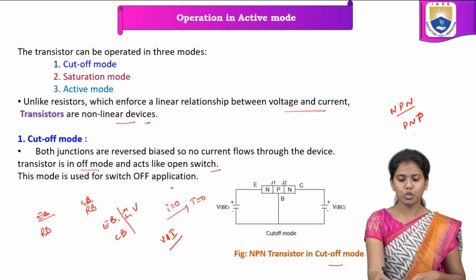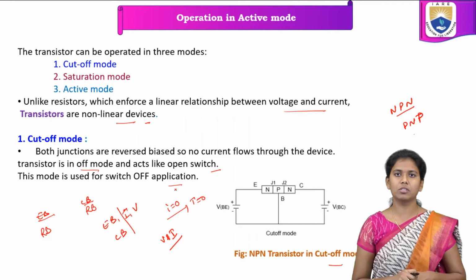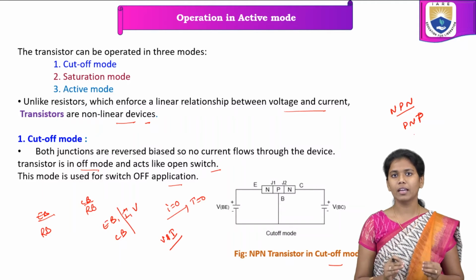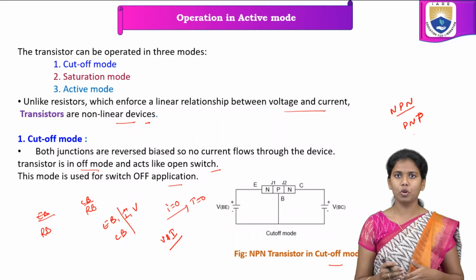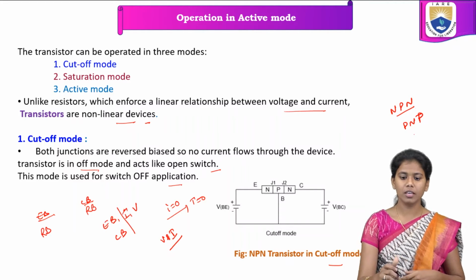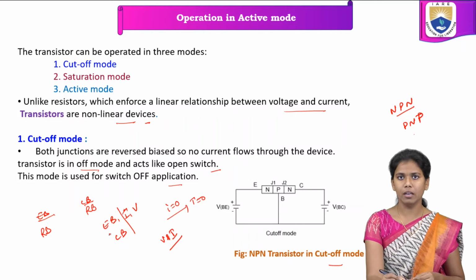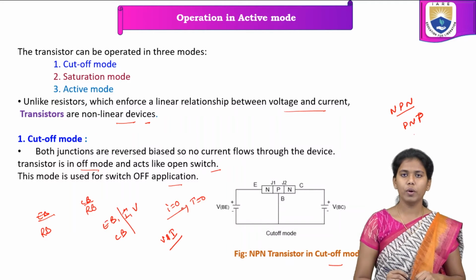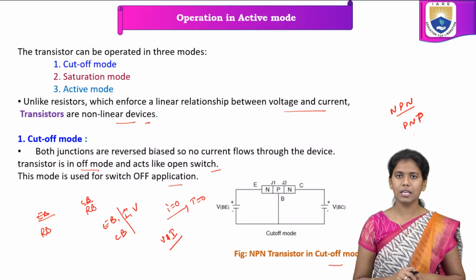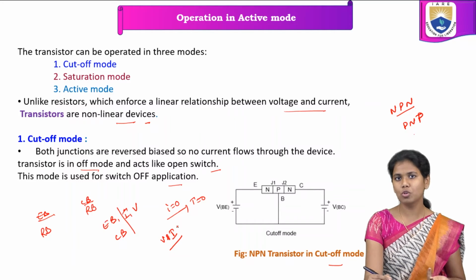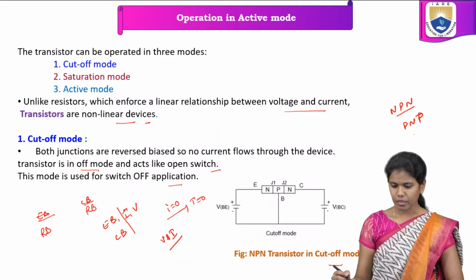And this mode is used for switch off applications. The BJT can act as an off state in cutoff mode. In cutoff mode, the BJT transistor acts as an off state. Why? Because here the current flow is nil, the current flow is 0. Where the current flow is 0, the voltage flow is also obviously 0.